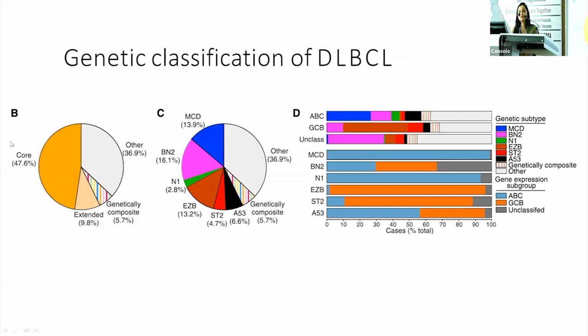And if comparing it with the transcriptomic analysis, your GCB and ABC groups, if we just have a look, all your MCD group patients are in the ABC group. So they are ABC, and for your BN2, partially some of the cases are classified as ABC, some as GCB, and in your EZB, most of them are classified as GCB, and your ST2 also mostly as GCB. So that's how these classifications are interlinked.